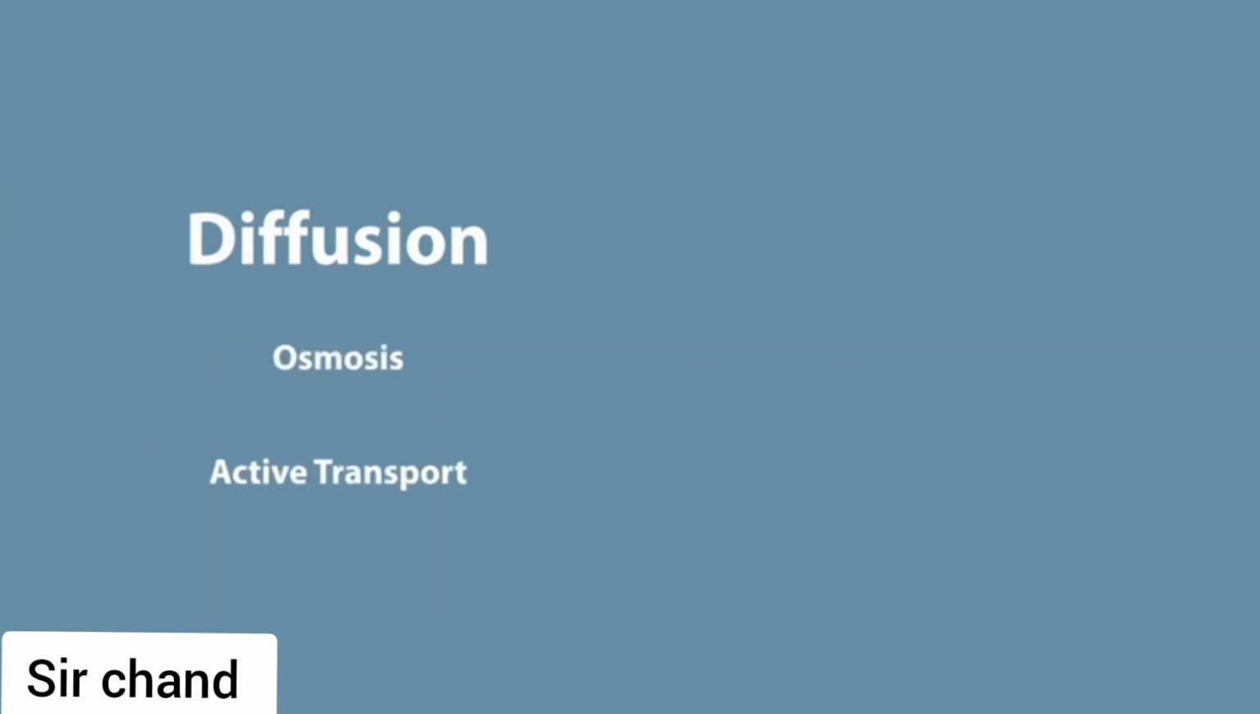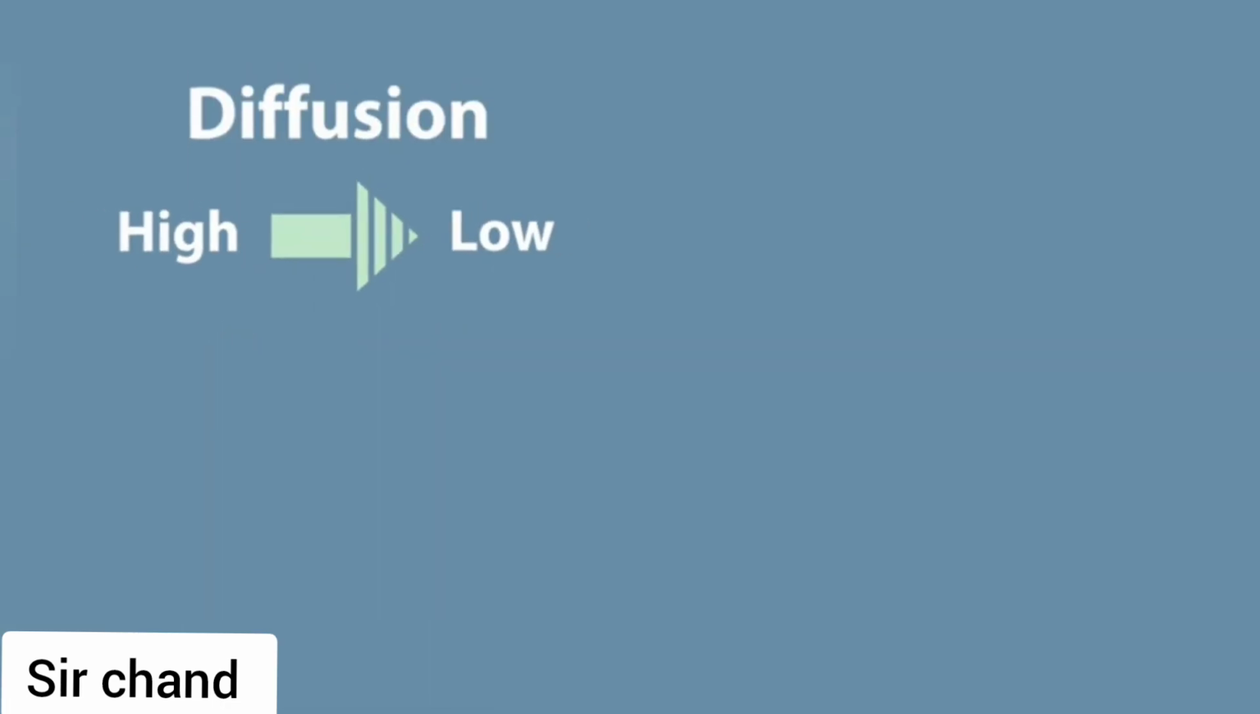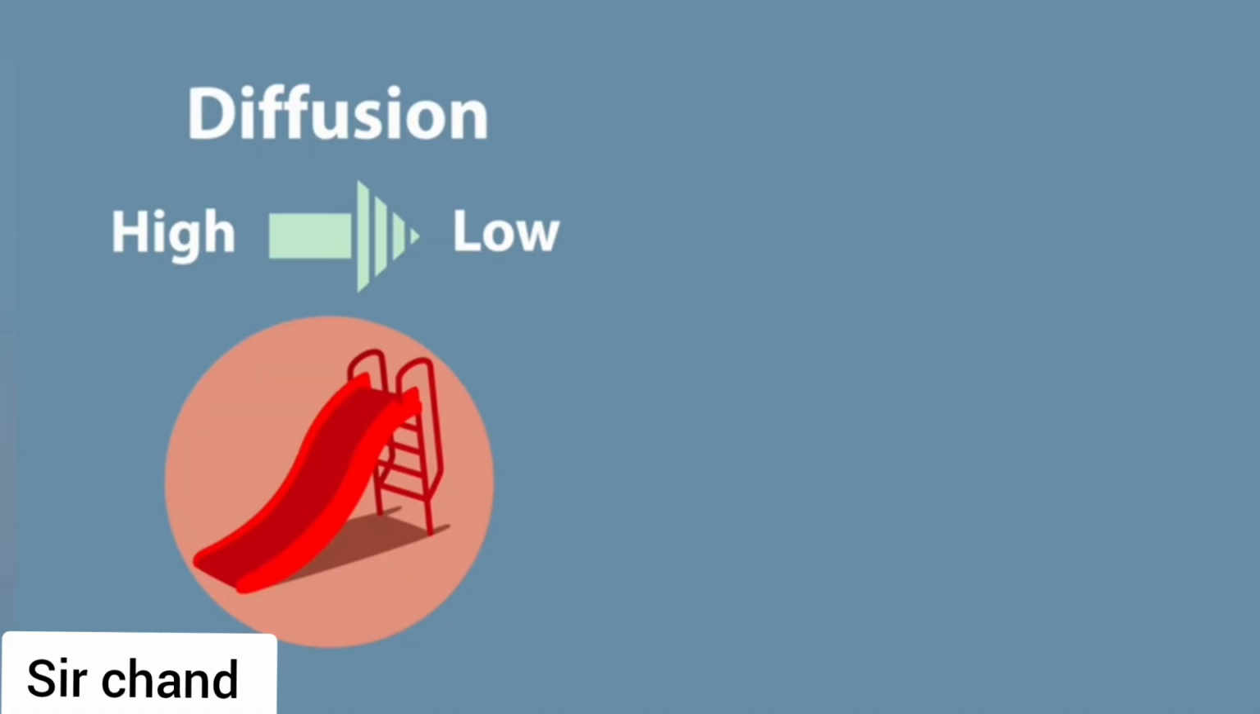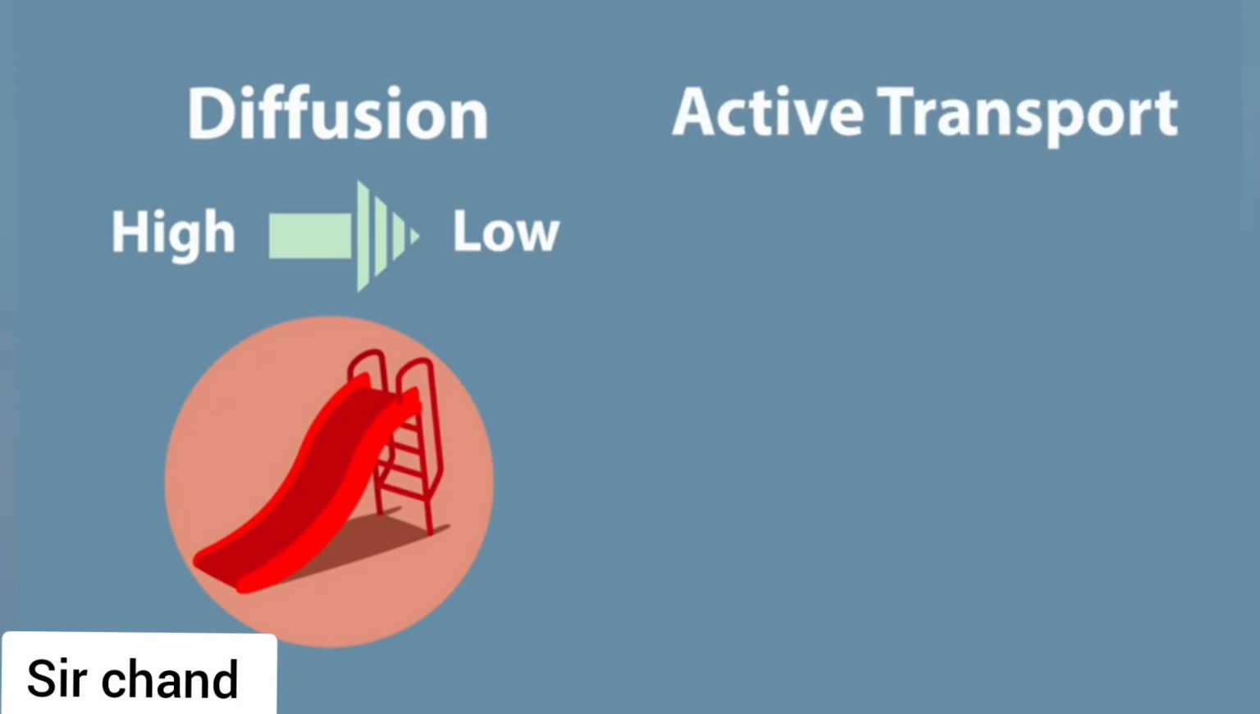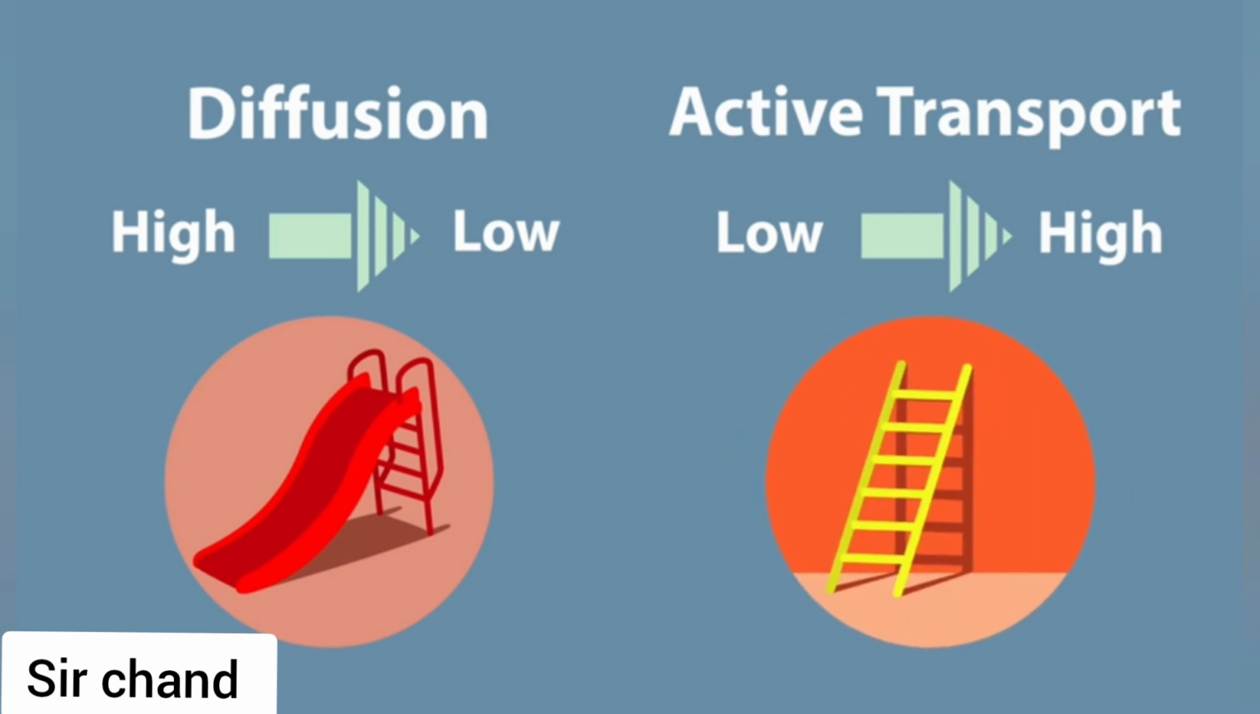Just remember that for diffusion, the substance moves down the concentration gradient from a high concentration to a low concentration. Just think of a slide. You don't need any energy to go from high to low. It's easy. Whereas active transport is the opposite. The substance needs to move up the concentration gradient from low concentration to a high concentration. Think of climbing a ladder. You need energy to go from low down to high up.